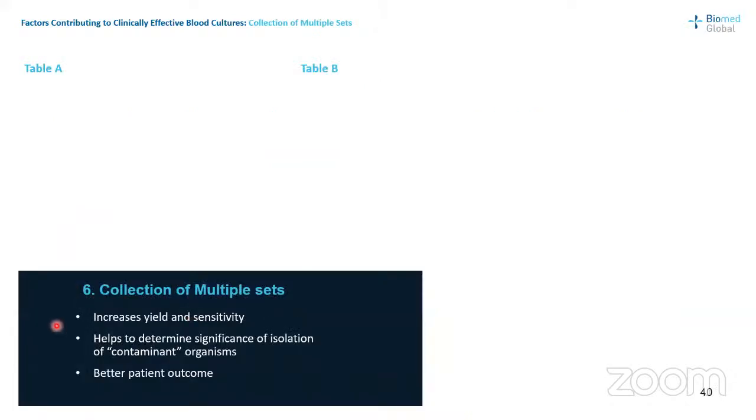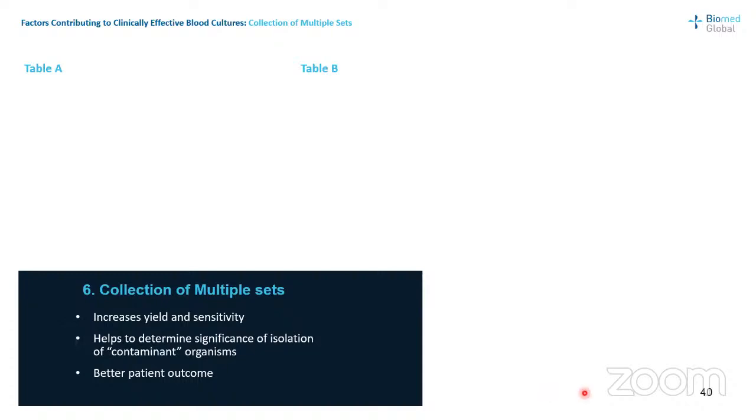We have come to the last factor, which is collection of multiple sets. As per the guidelines, you need to get at least 2 sets of blood cultures from 2 different sites for all routine cases. The importance of that is that it helps to increase the yield and sensitivity of the test overall, and it helps to determine the significance of isolation of contaminant organisms.